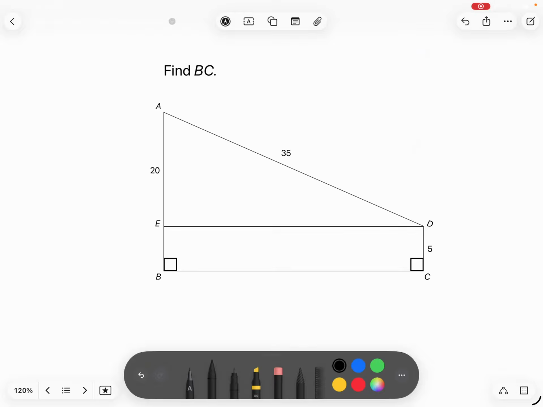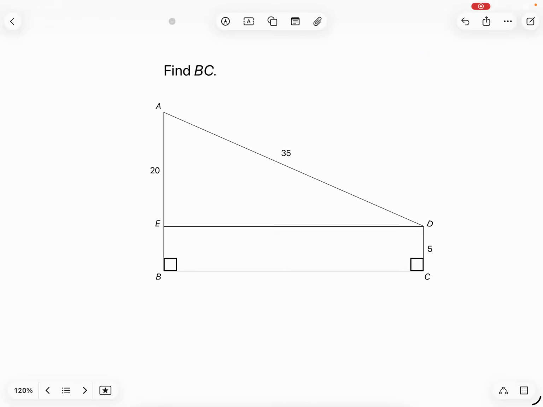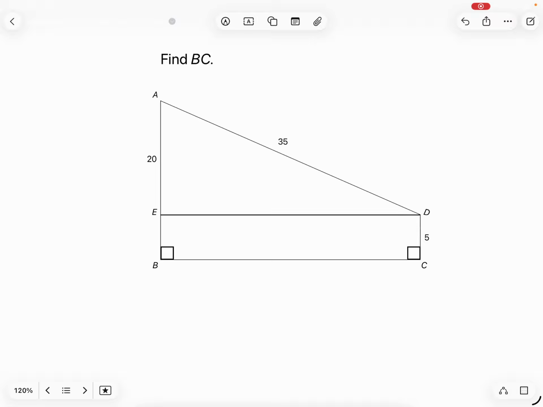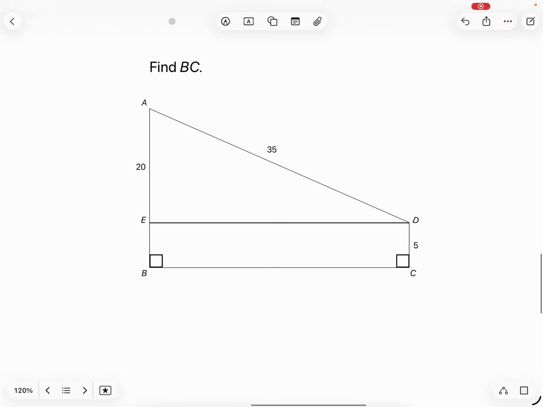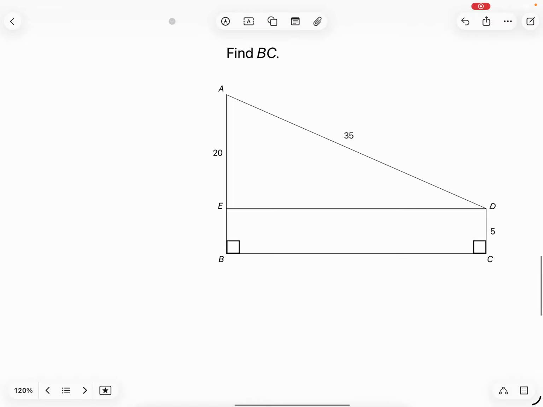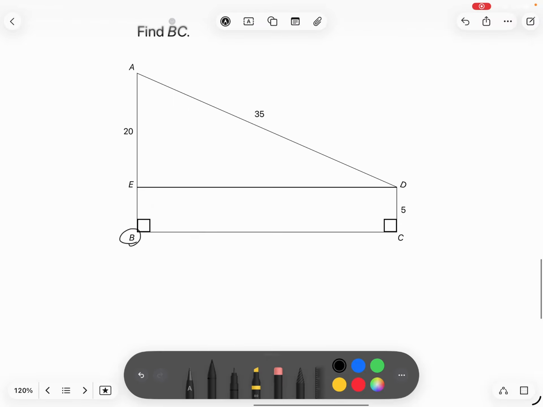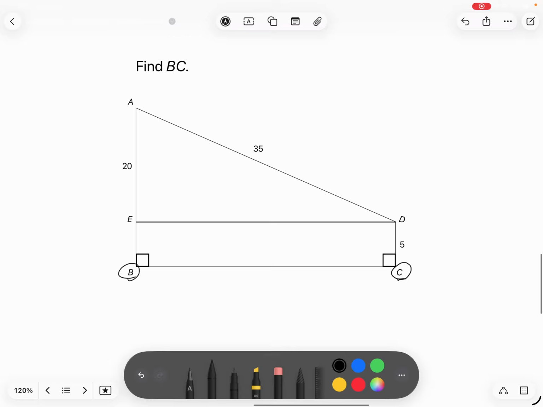In this video, we'll be solving this geometry math problem relating to the Pythagorean theorem and side length of a triangle. So here we have this diagram, and what they want us to do is find the length BC. So right here is B, and here's C. So we've got that lower line there on this rectangle, and we need to find that length, and they tell us some of the lengths already. We know 20, 35, and 5 there.